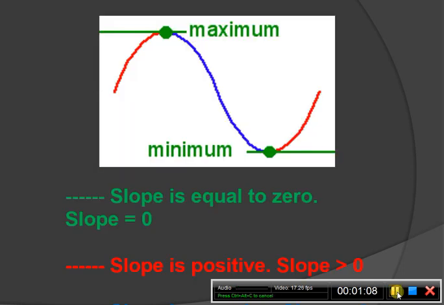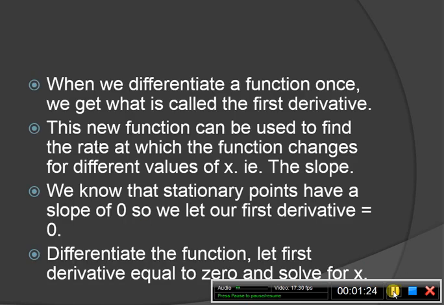From the graph we can see the local max and minimum points highlighted in green. The red line is when the slope is positive, i.e. greater than 0, and the blue line is when the slope is negative, i.e. less than 0. When we differentiate a function once, we get what is called the first derivative.